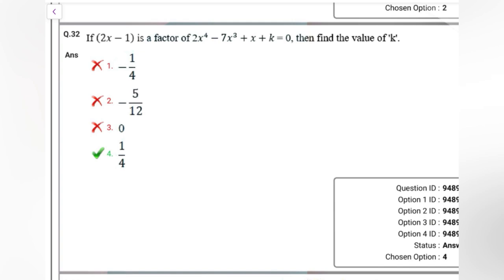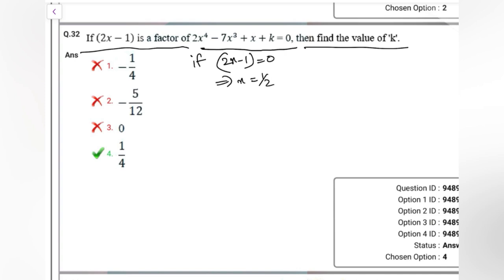If 2x minus 1 is a factor of 2x power 4 minus 7x cube plus x plus k is equal to 0, then find the value of k. If 2x minus 1 is a factor, then 2x minus 1 is equal to 0, which implies x is equal to 1 by 2. And the given equation is 2x power 4 minus 7x cube plus x plus k is equal to 0.